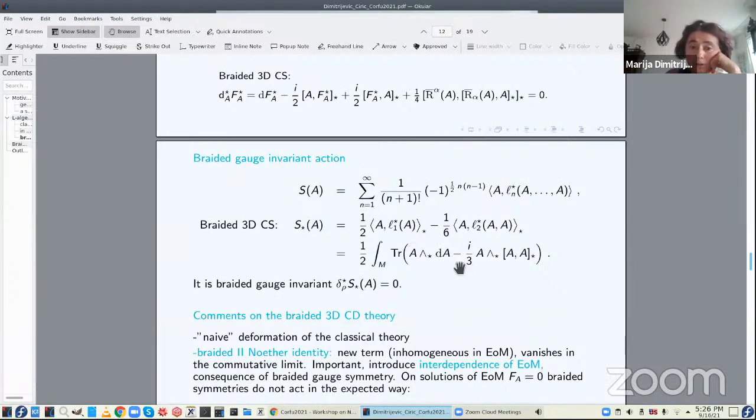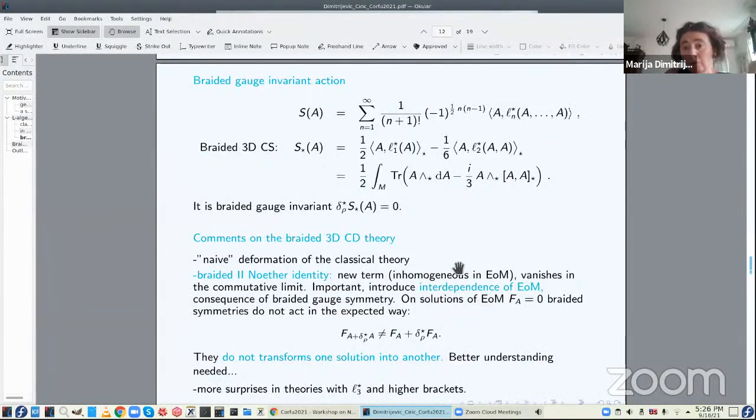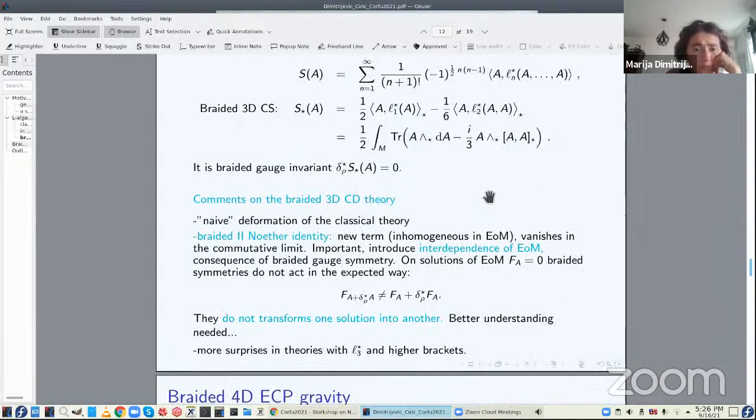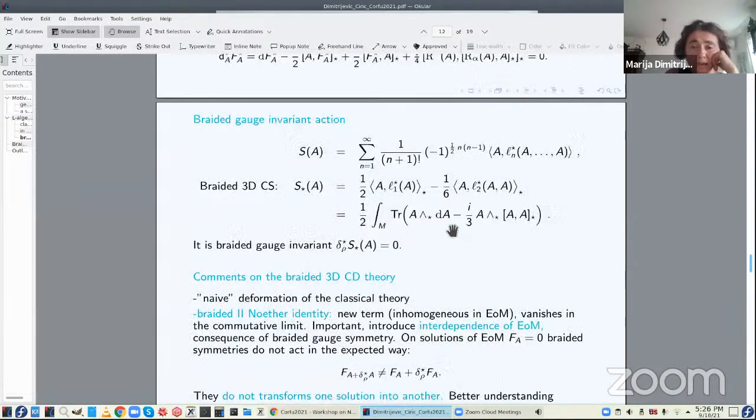One can define the braided action, show that it is braided gauge invariant. Here I wrote the example of the three-dimensional Chern-Simons. For Chern-Simons, for example, we get what we would naively expect as a deformation. We have stars everywhere. The only difference is that this star commutator is now the braided star commutator. I think I will skip this for the moment, and I can later go back to this.